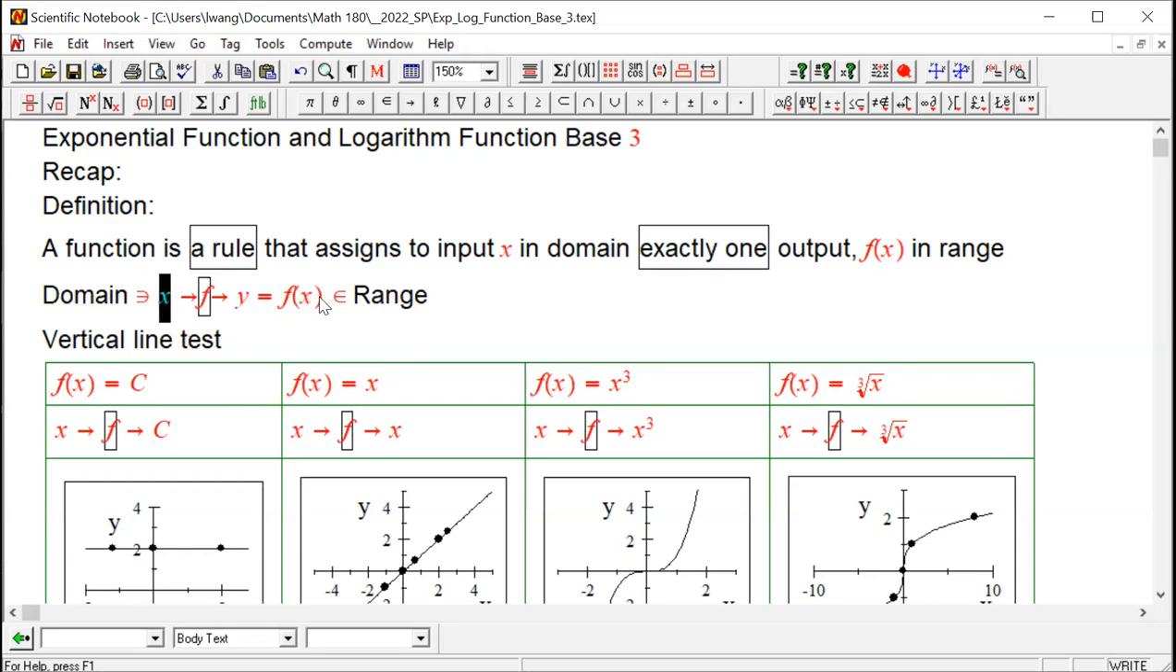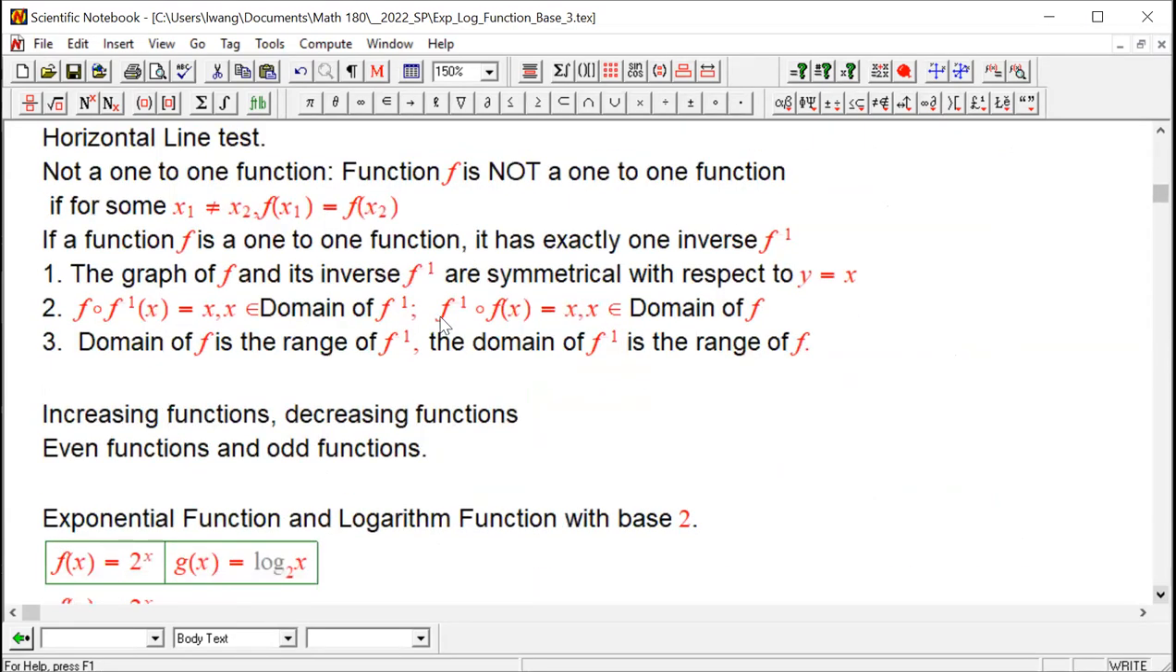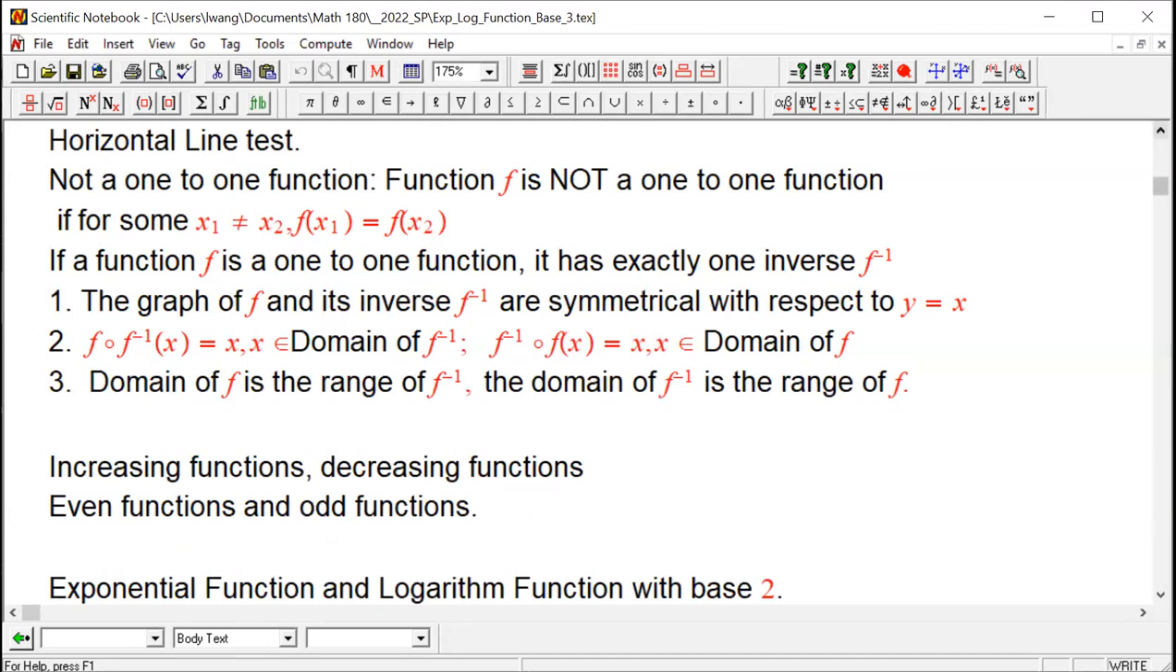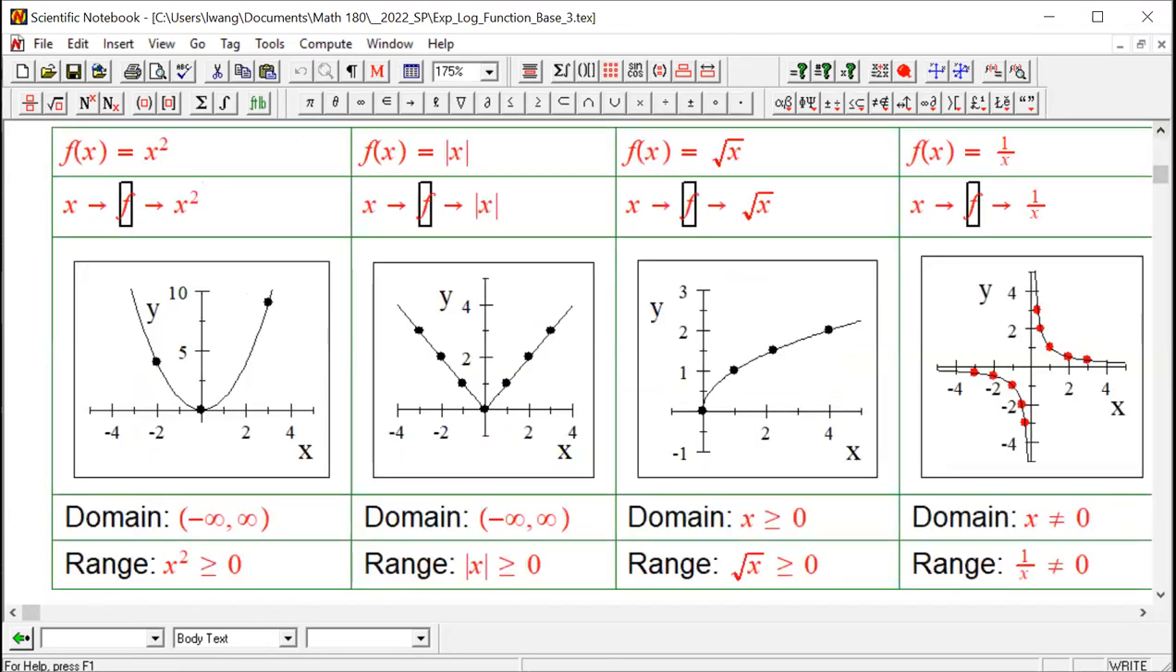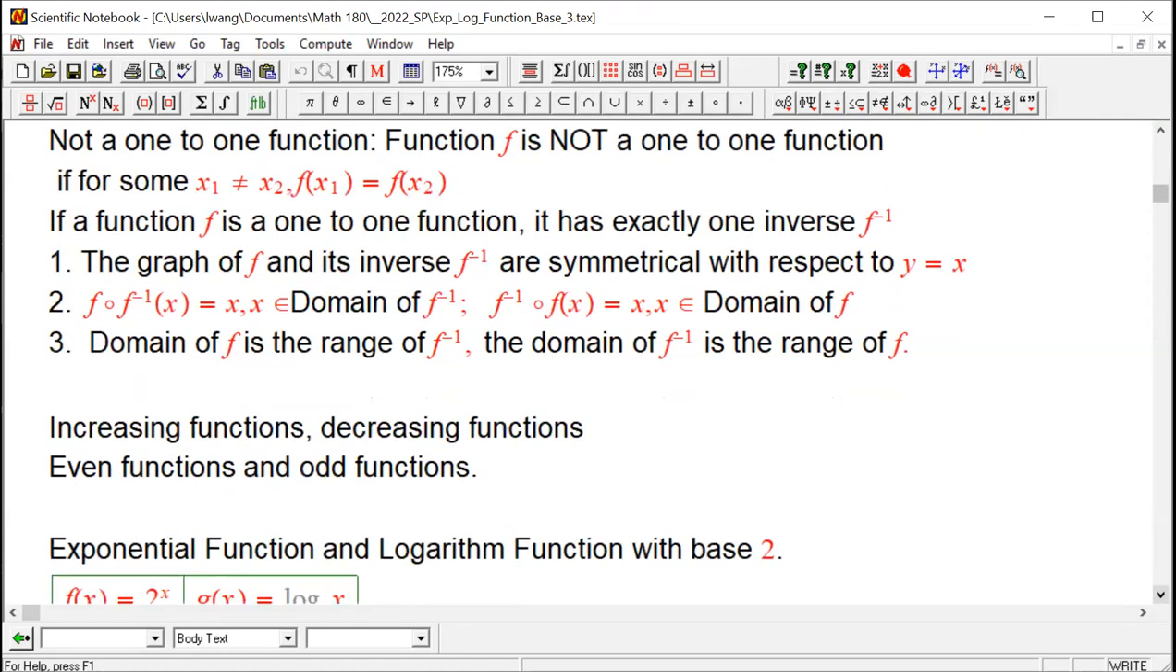So x is the input, the output is f of x. We have vertical line test, and we've done all of these functions. And we discussed one-to-one function, increasing function, decreasing function, as well as the properties about a one-to-one function and its inverse. And last time we just talked about the exponential functions and logarithm functions with base two. And of course, we also talk about even function, odd function, and the properties of functions that are inverse to each other, right? The two inverse functions that are both one-to-one, and they have special properties.